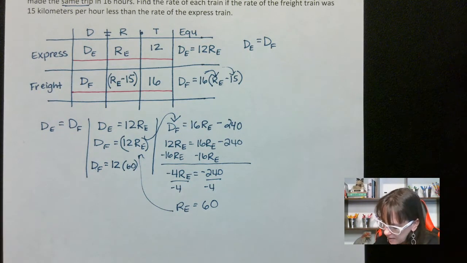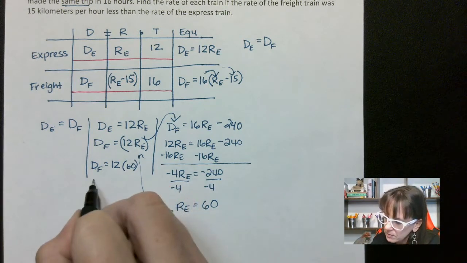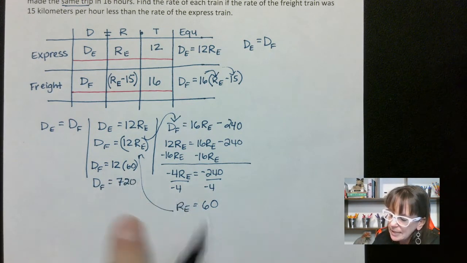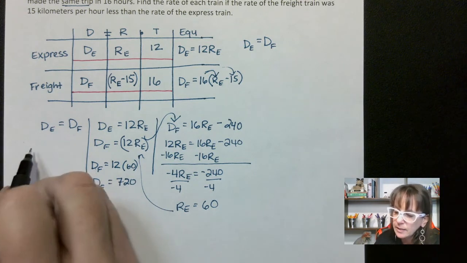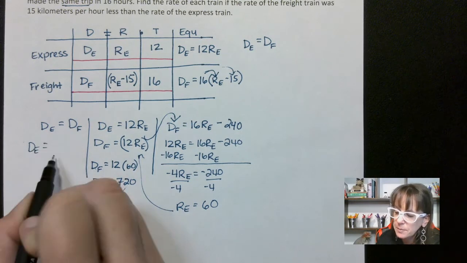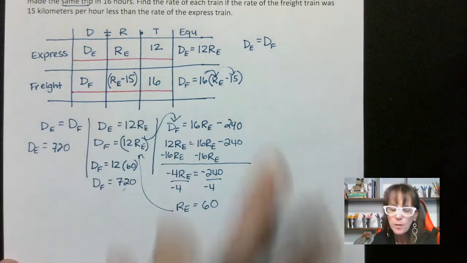And 12 times 60 is 720. I don't know why I was having a brain fart there. So that's 720. So if DF is 720, DE is also 720, because all I'm doing is taking this number and substituting it up here. This is also 720. So why do I have this table here?